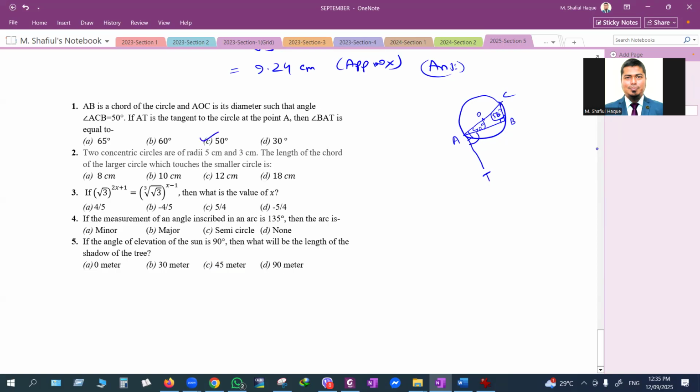The concentric circles have radii of 5 centimeters and 3 centimeters. What is the length of the chord of the larger circle which touches the smaller circle?